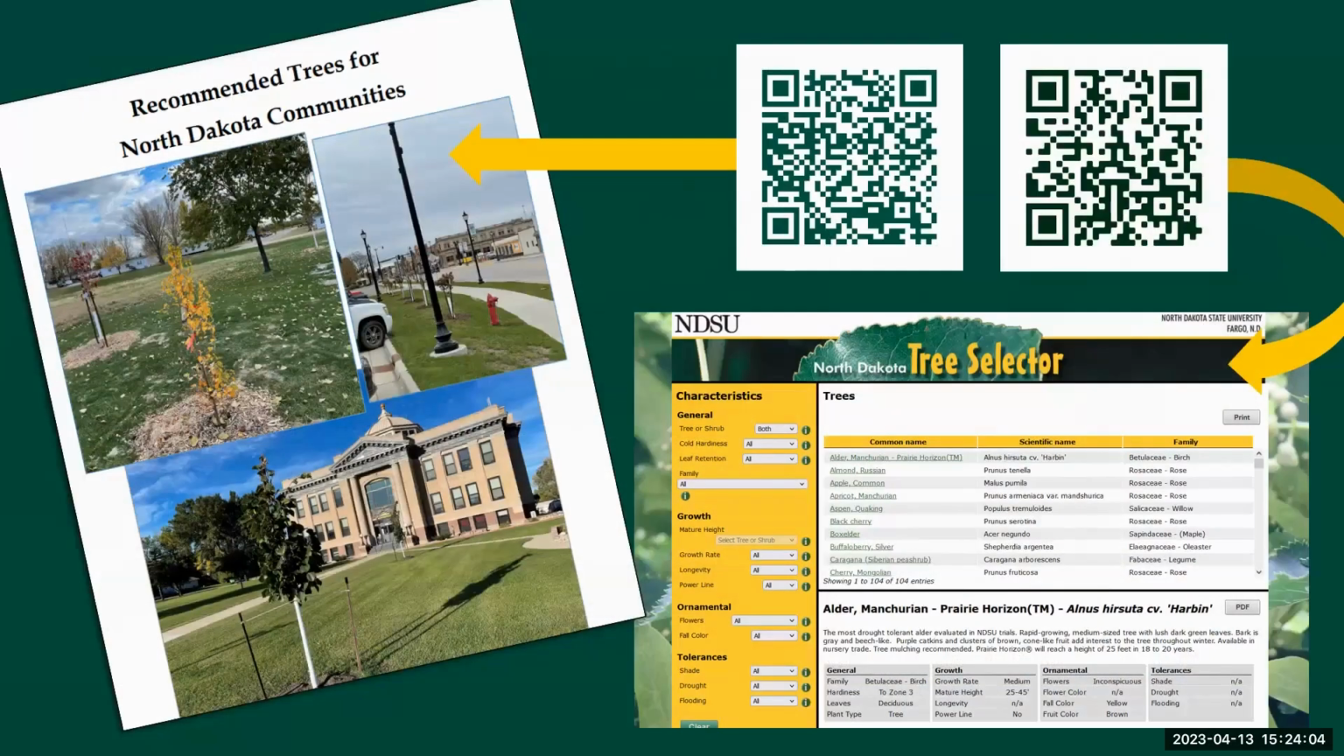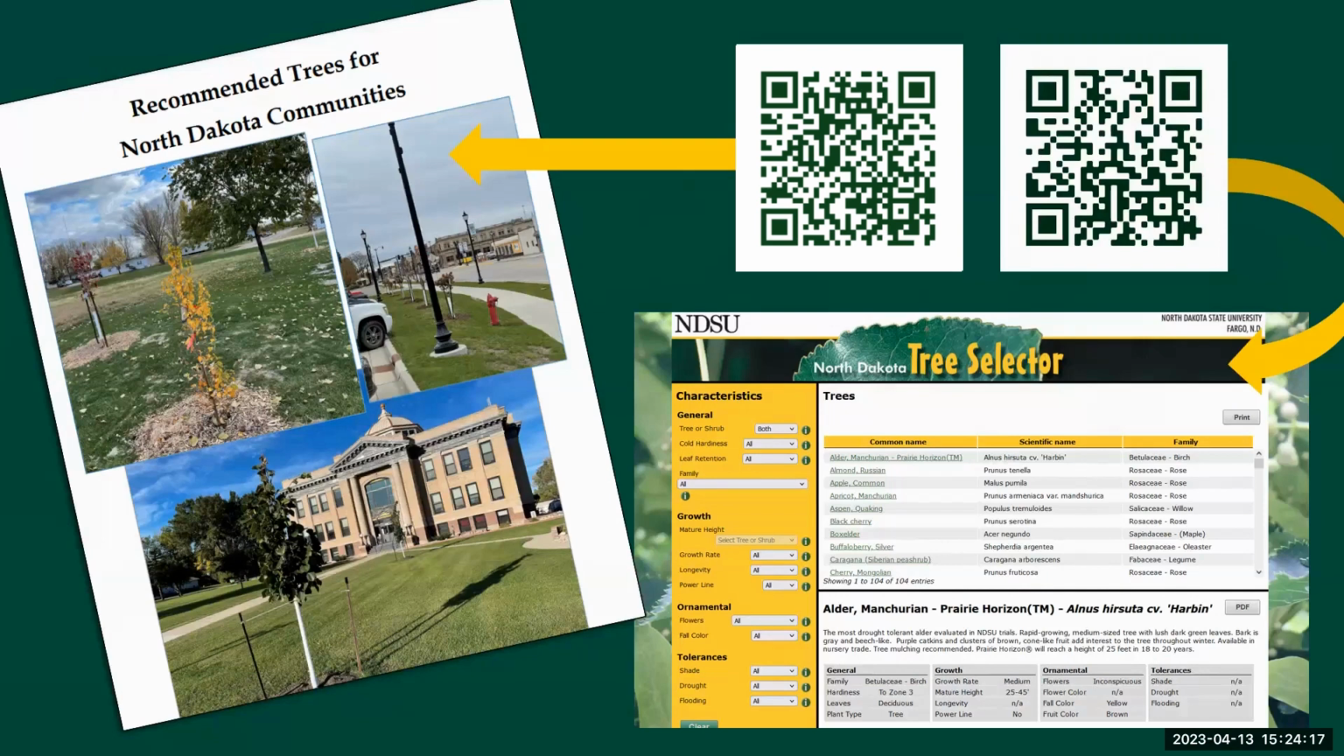Lastly, there is a lot of literature out there to determine which species are best for these tough sites in North Dakota. The North Dakota Forest Service has a resource called Recommended Trees for North Dakota, and NDSU has their tree selector tool, which both show species and cultivars that are tolerant to conditions like drought, alkalinity, and flooding.